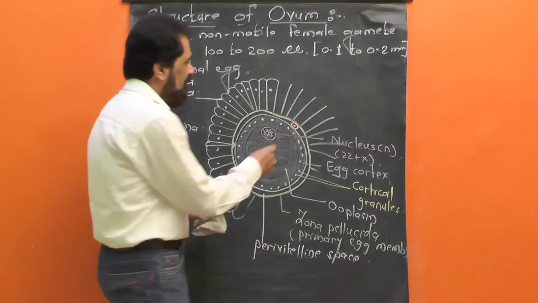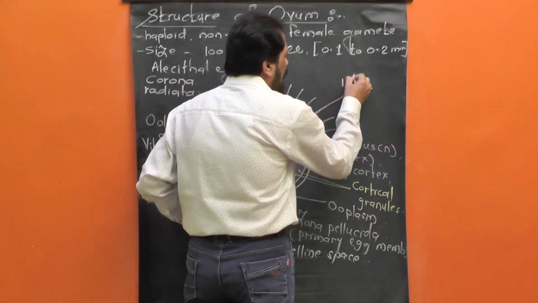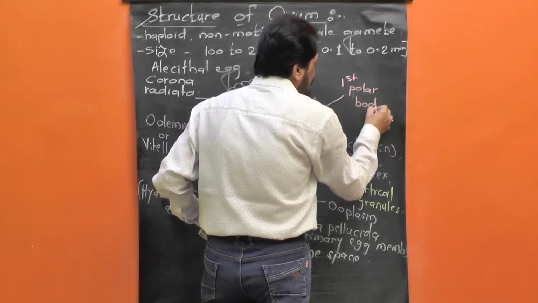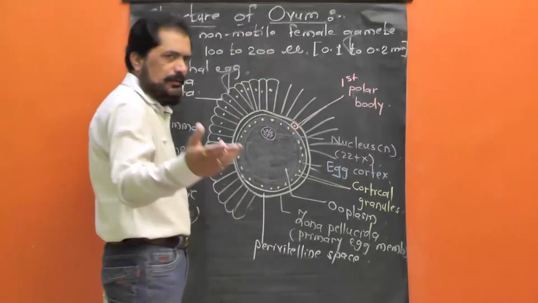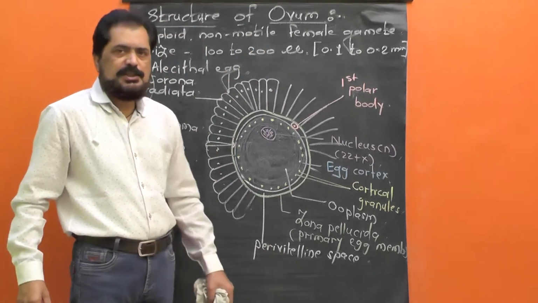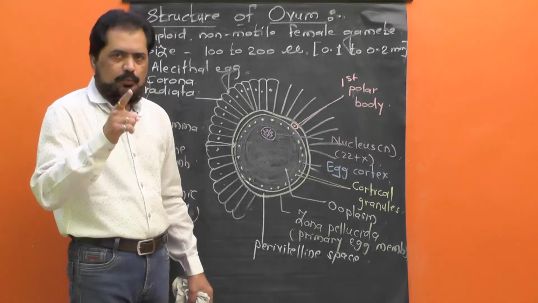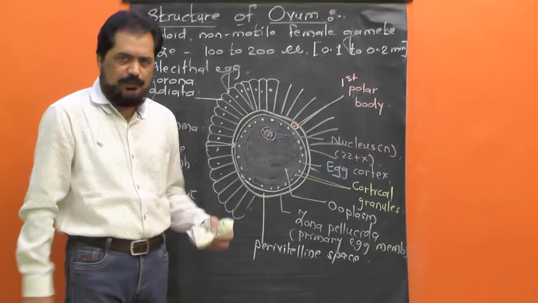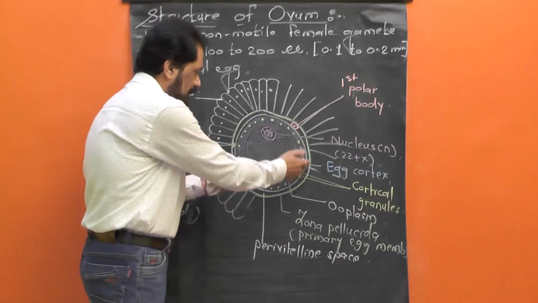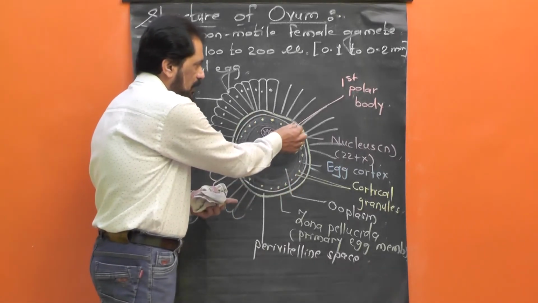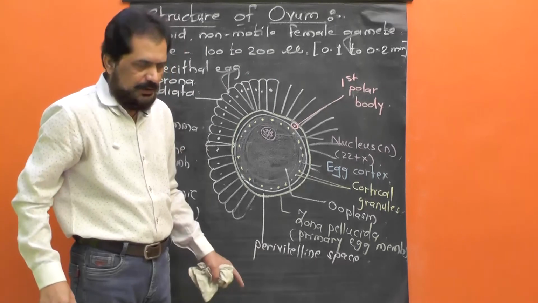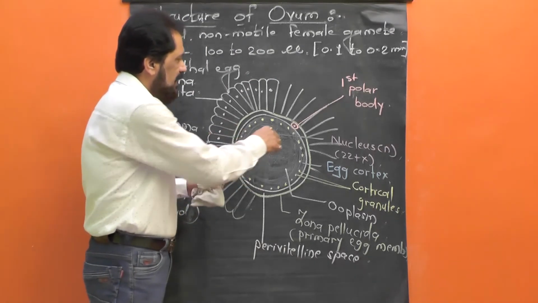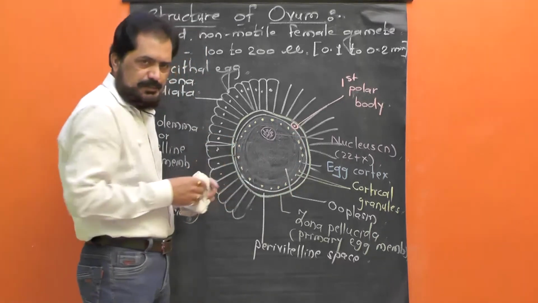This cell is nothing but the first polar body. First polar body. We studied it a few minutes before, while learning oogenesis: due to meiosis I of the primary oocyte, two unequal cells are formed. The larger one is the secondary oocyte and the smaller one is the first polar body. Now this first polar body is present in this peri-vitelline space.